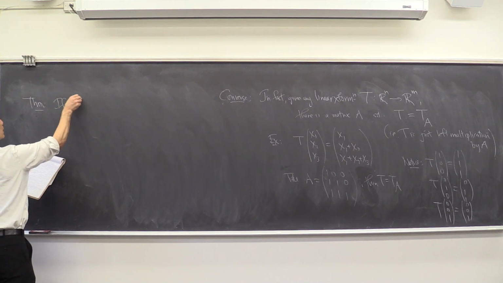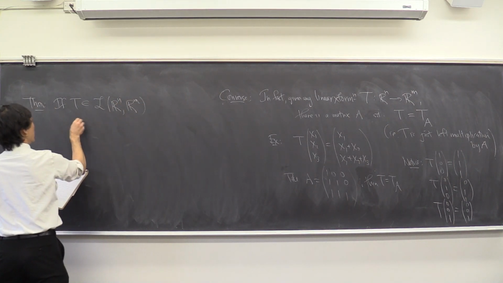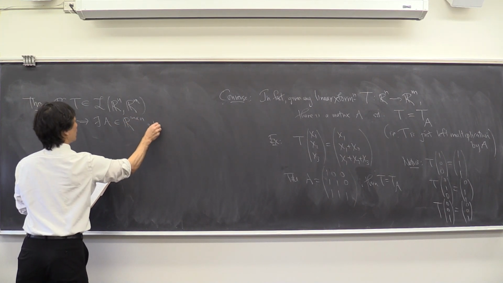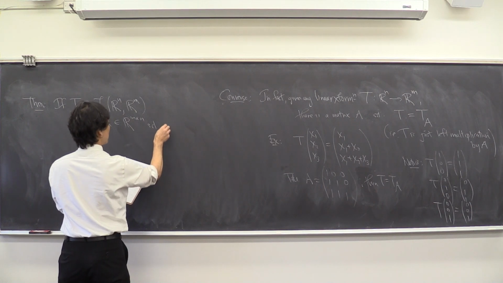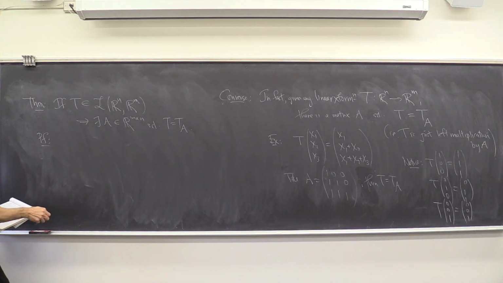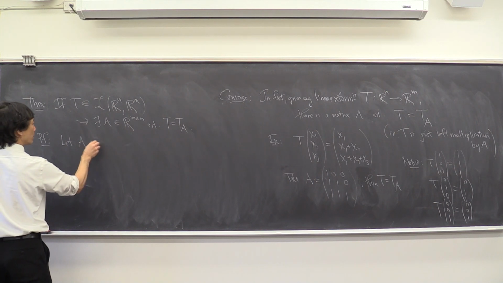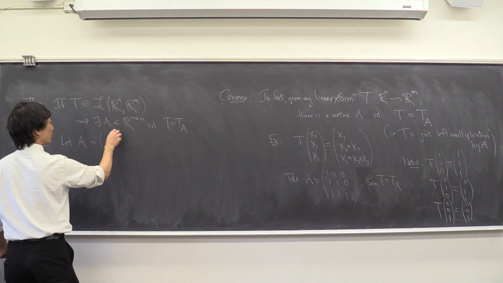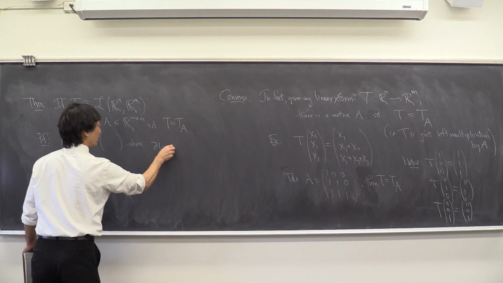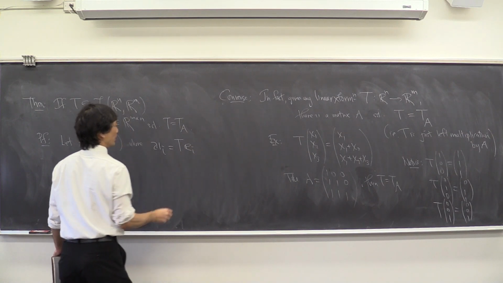If T is a linear transformation from Rn to Rm, then there exists a matrix in R m cross n such that T is T sub A. Proof. Let A be the matrix where the ith column of A is T of the standard basis element.